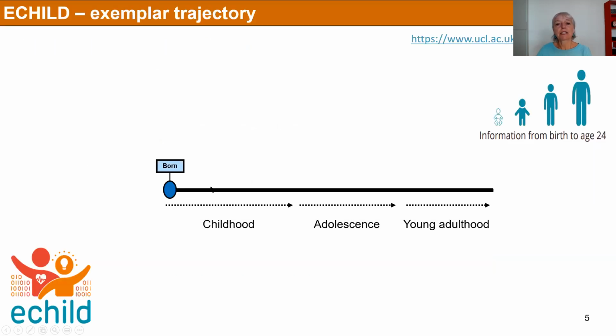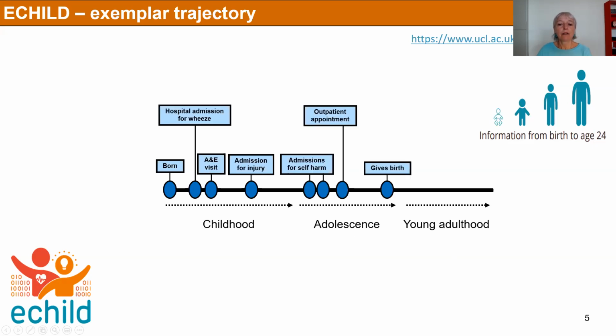This slide shows that an important aspect of these data sets is that they are all longitudinal. And here is an example of a trajectory that shows how we can follow groups of children through childhood into adulthood.